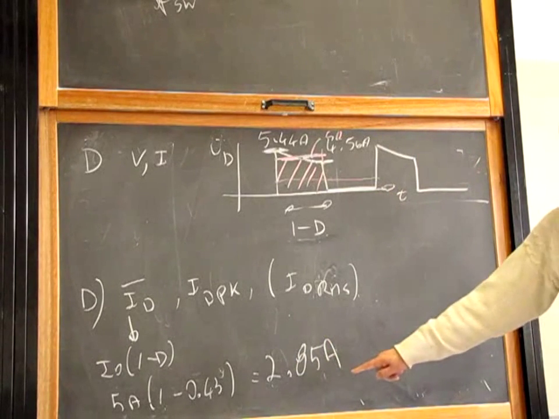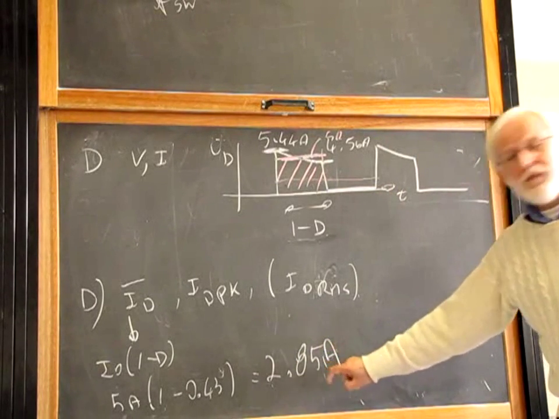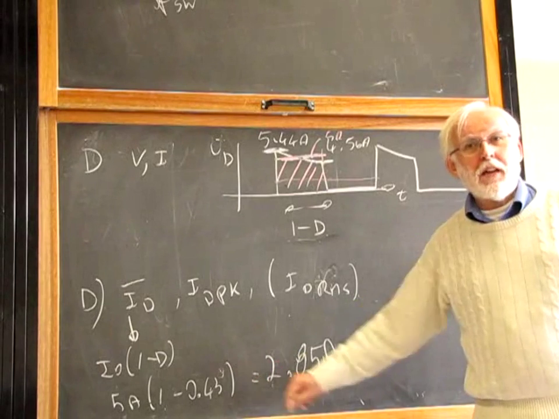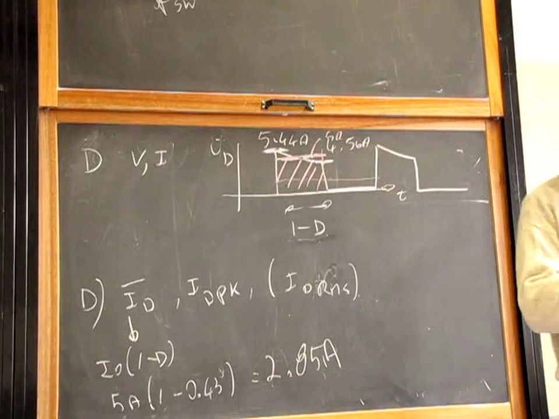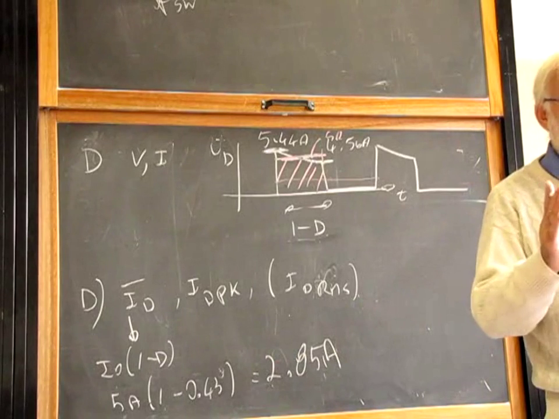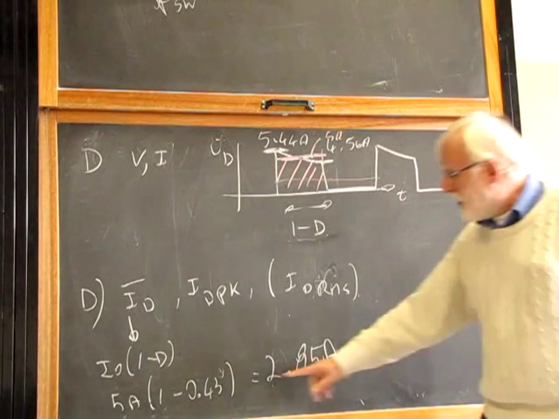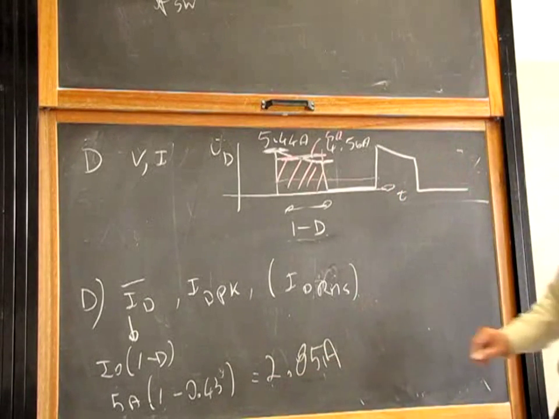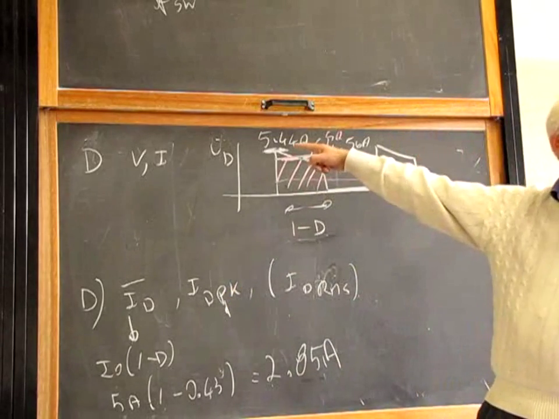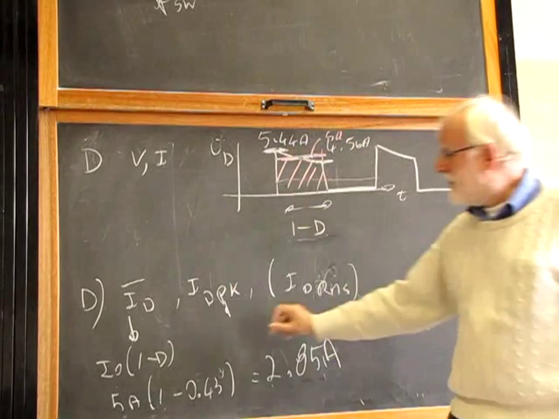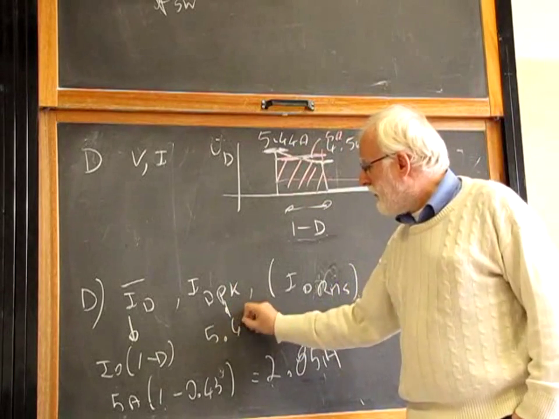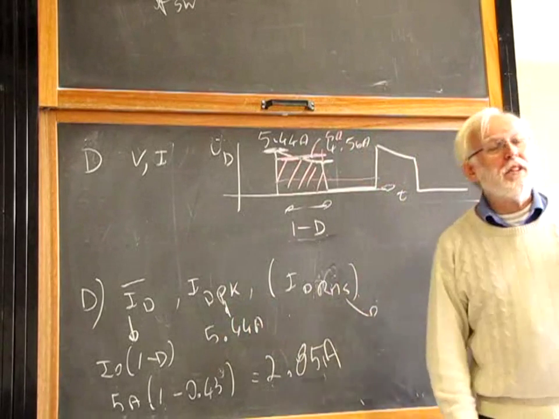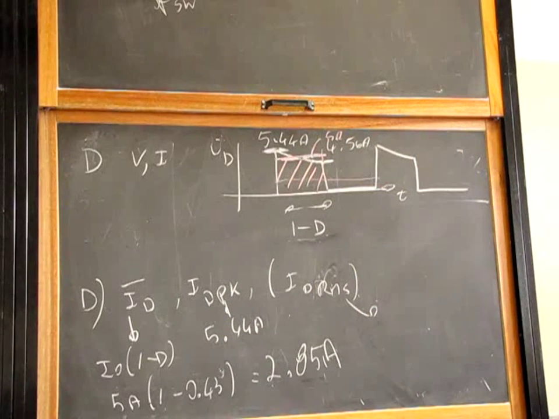The maximum average current. Does our diode conduct this average current all the time? No, only if the duty cycle is minimum. If the input voltage decreases, duty cycle will increase to keep the output voltage constant, and so if the duty cycle increases, the stress on the diode will decrease. But this is the worst case. ID peak is 5.44 amps.